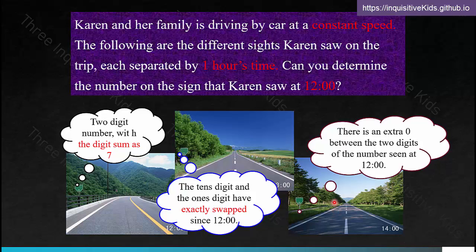Alright, so now let's look at this word problem. Karen and her family are driving by car at a constant speed. So when it says constant speed, the speed doesn't change. The following are the 3 different sights Karen saw on the trip, each separated by 1 hour's time. So as you can see, this is 2 p.m.